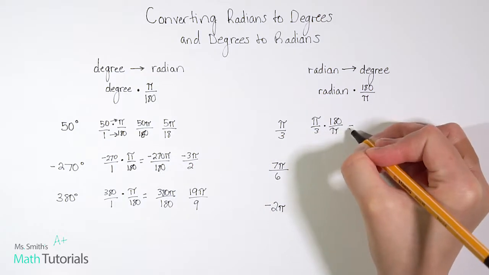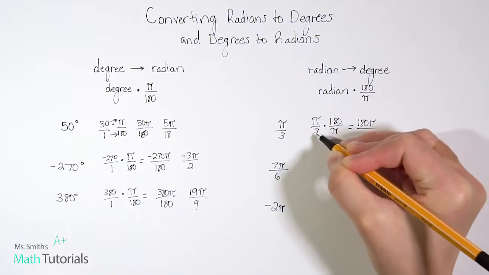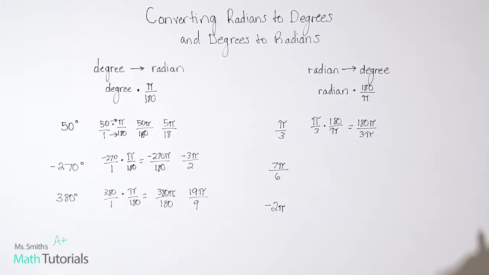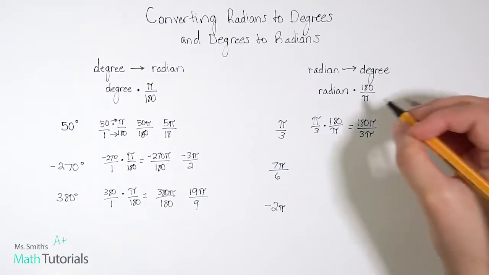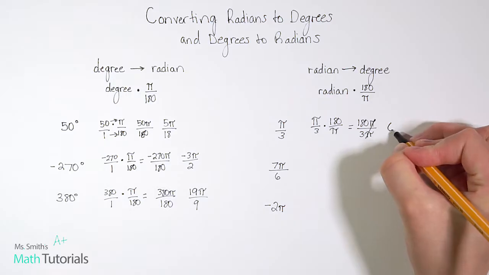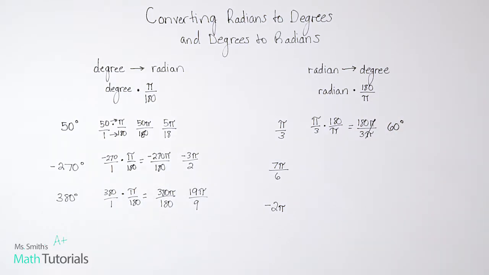So pi times 180 is just 180 pi. 3 times pi is just 3 pi. So at this point, notice that we have a pi both in the numerator and the denominator. So those actually cancel each other out. And 180 divided by 3 is 60. Our answer would be 60 degrees. Pi over 3 as a degree is 60 degrees.